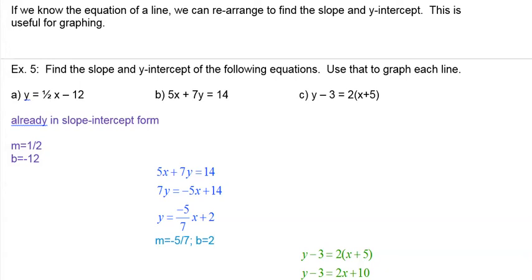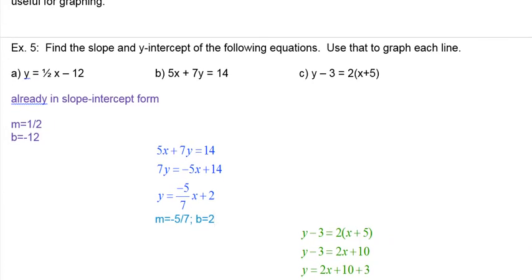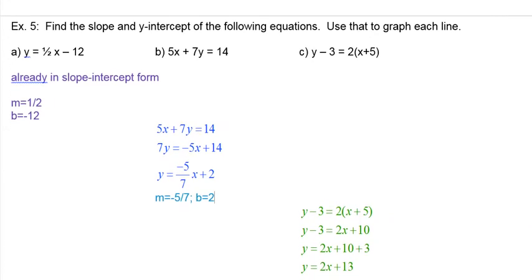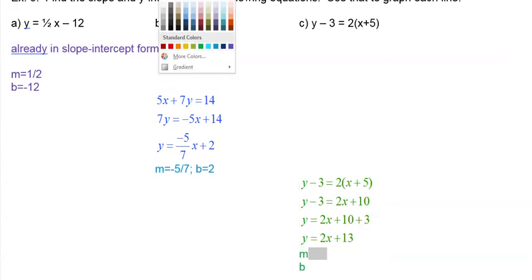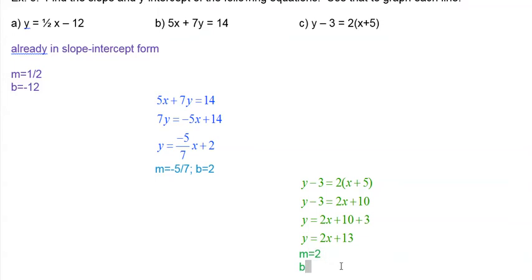Then we need to get the y by itself. It's close to being by itself. There's no coefficient in front of it, but we've got to get rid of the -3. So when we move that to the other side, we're going to add 3 to both sides, it cancels on the left, and we add it on the right to get 2x plus 13. So our intercept, the number all by itself, is 13, and our slope, the number in front of our x, is 2. So let's get those values up. So now we have all 3 lines in slope-intercept form.